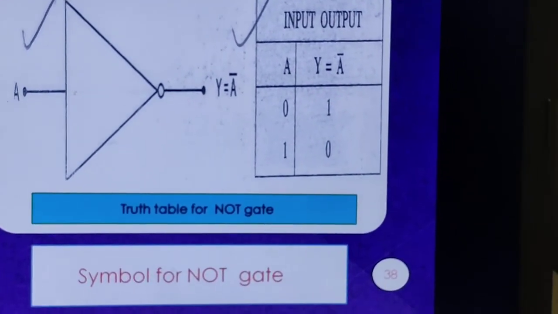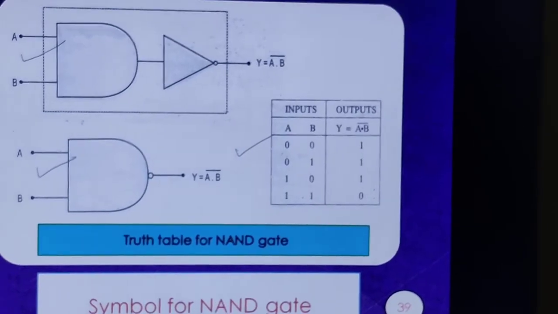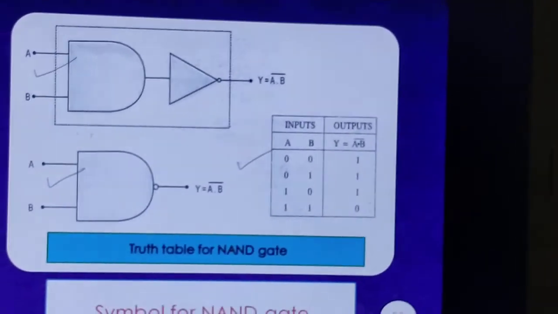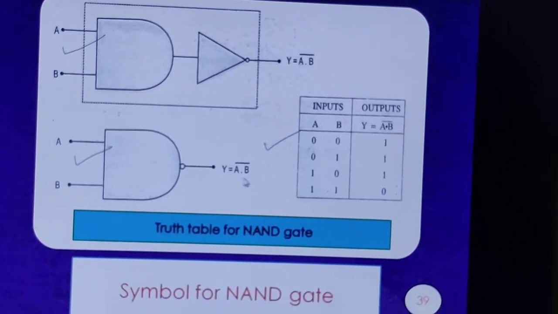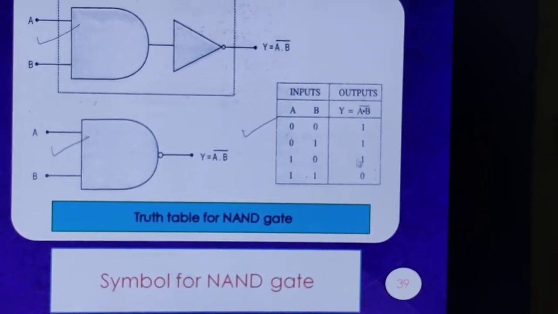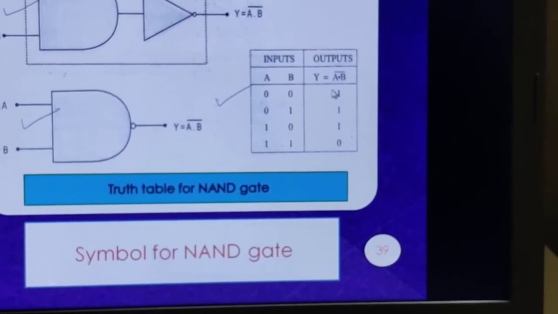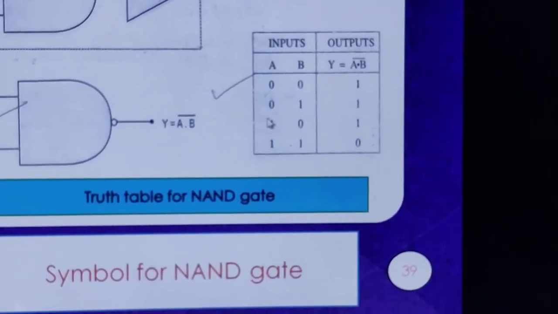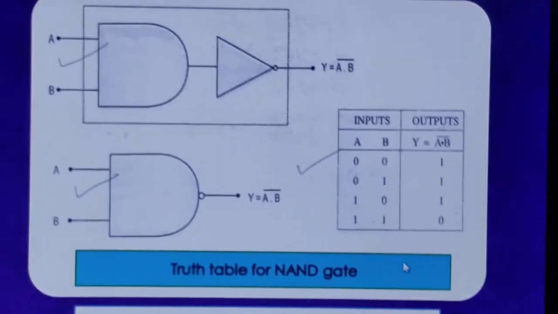Now we can combine this NOT gate with other gates also. If the NOT gate is combined with the AND gate, we get a NAND gate. This is the AND gate, this is the NOT gate, and the combination gives rise to a NAND gate. Whatever the truth table of the AND gate is, it is opposite here. For the AND gate we have 0, 0, 0, 1, but for the NAND gate we have the reverse of the table. These conditions are the same, but here it is 1, 1, 1 and 0.